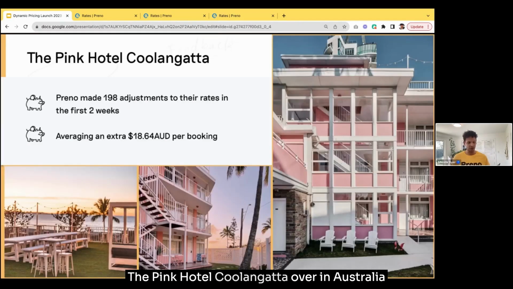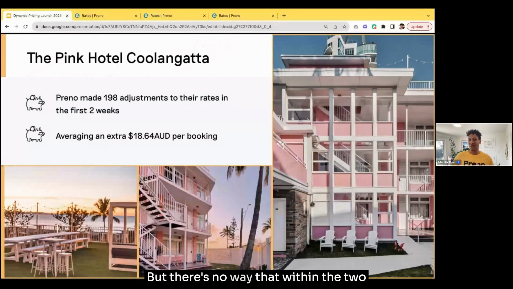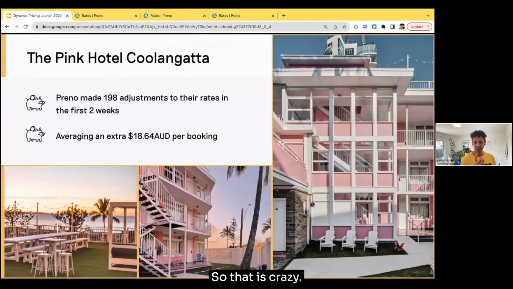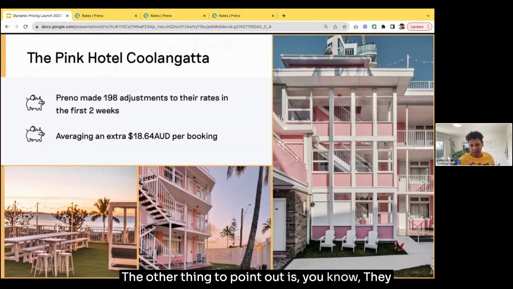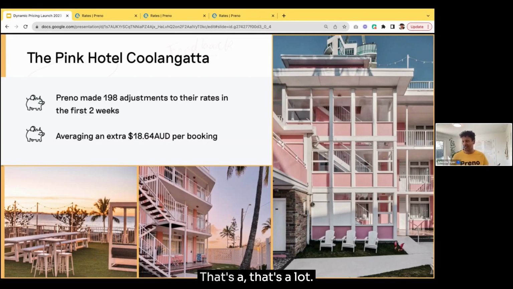The Pink Hotel Coolangatta over in Australia, in the first 2 weeks, made almost 200 adjustments to the prices, which is crazy. I've seen people say that they do it weekly, or try to do it monthly, but there's no way that within a 2-week period you could make 200 micro adjustments here and there. The other thing to point out is they made on average an extra $19 or $20 Australian on those bookings they received after the changes were made. That's not insignificant. That's a lot. So who here would be happy with an extra $20 per booking?